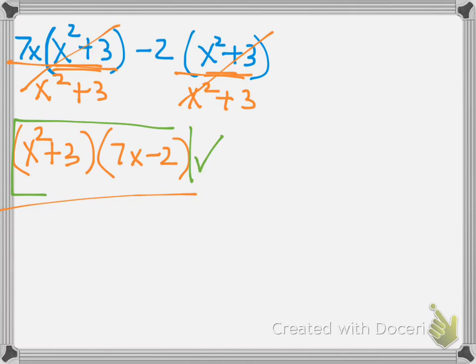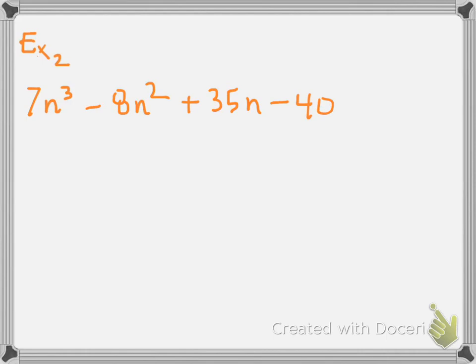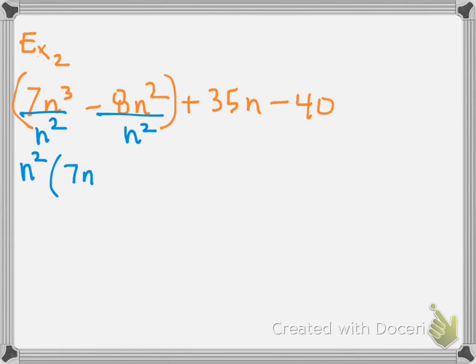Let's try another problem. Okay, here's an equation with 4 terms. I'm going to try factor by grouping again. So I'm going to just group this stuff together and say, what do they have in common? Well, they have n squared in common. So I'm going to take out n squared. So you get 7n minus 8.